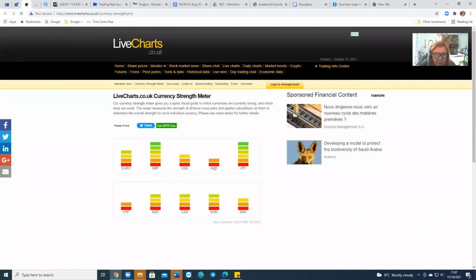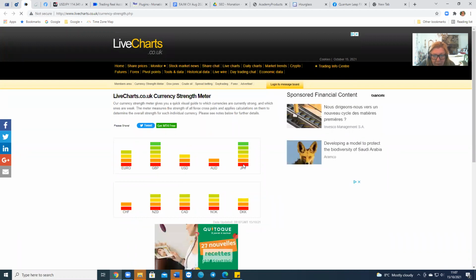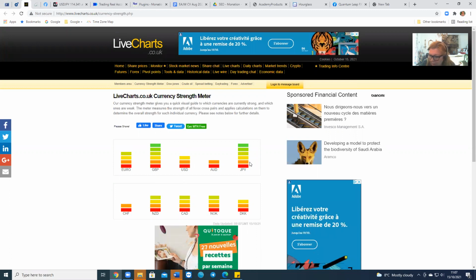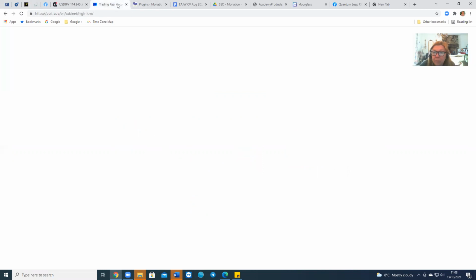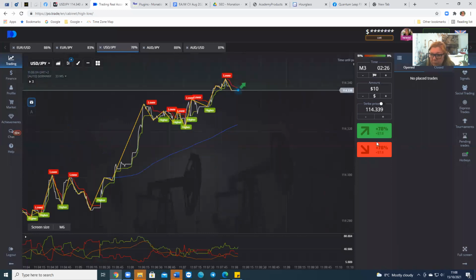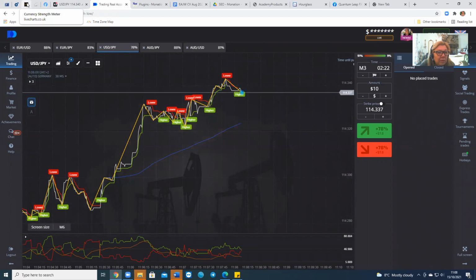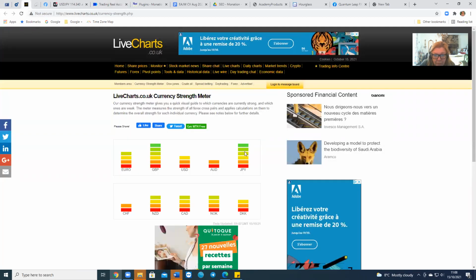US dollar 3 bars, USD/JPY is what I'm going to be looking at. I've just taken a 3-minute trade on the hour, and the payout was 78% on that. So 6 bars. It was 1 bar this morning, when I was looking on the charts early on. So it's rallied very strongly.